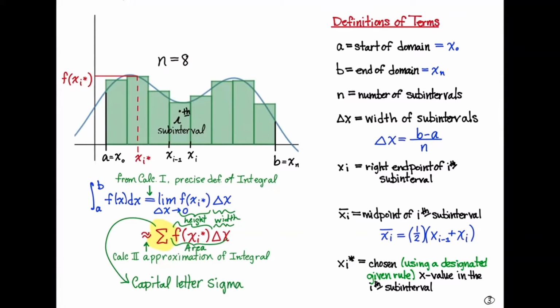Think sigma, S for sum. Somebody once told me that the reason an integral sign is the way it is is because it's a stretched out S. I don't know if that's true, but it kind of always stuck with me because we're adding up all the rectangles. Okay.